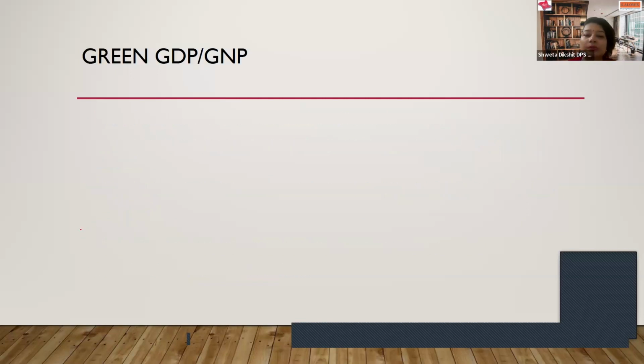Now the last concept is about green GDP. I've not written much about it, just the PPT. Although it's not very much in your direct syllabus, it is generally asked: what is green GDP or green GNP? Nowadays, when the government of any country is making its budget or estimating its revenue, they're also talking about the cost and the expenditure.